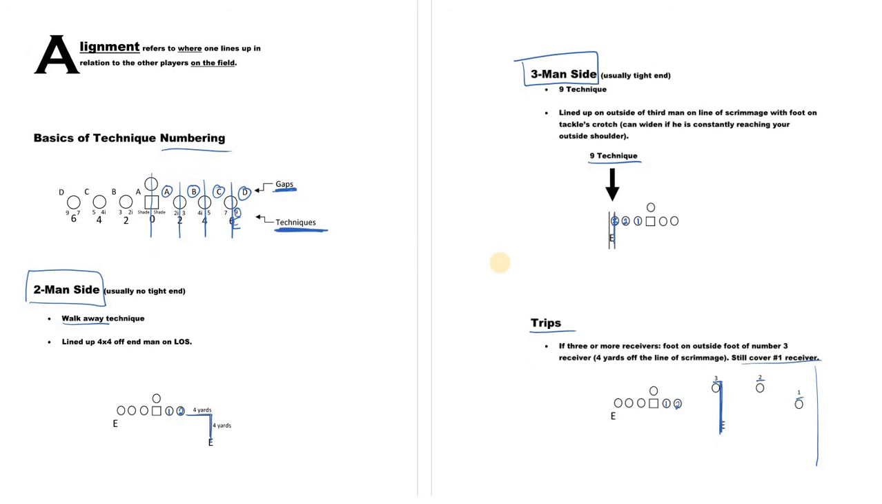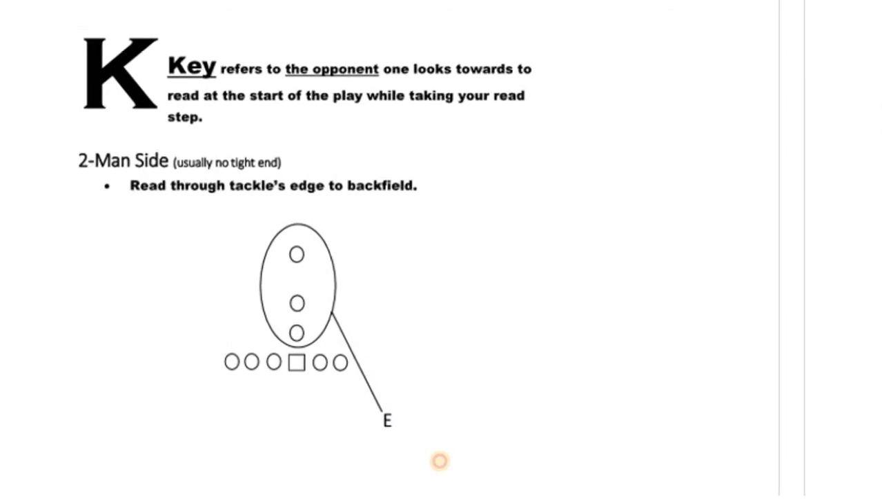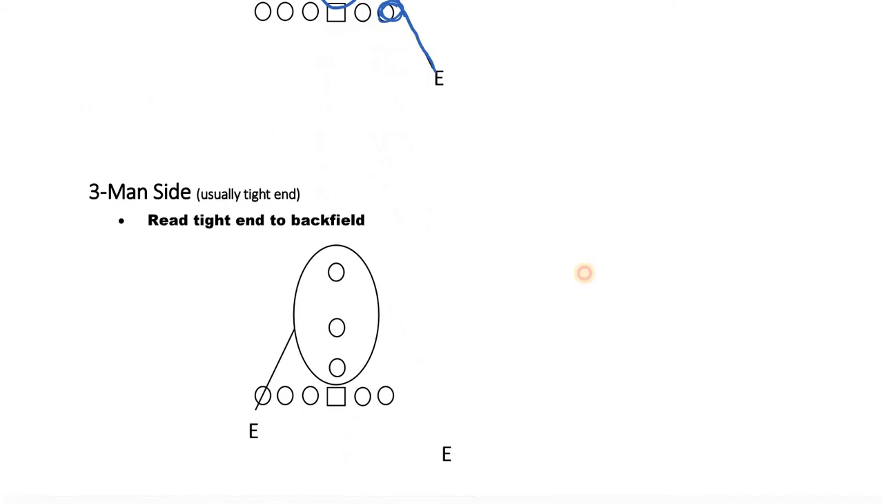So this is alignment. Next, we cover the key, which is who we are supposed to be looking at when the play is beginning. If you're on the 2-man side, we're back in walk away. We're looking through the tackle's shoulder to the backfield. We're watching what's happening. What is the play developing into?